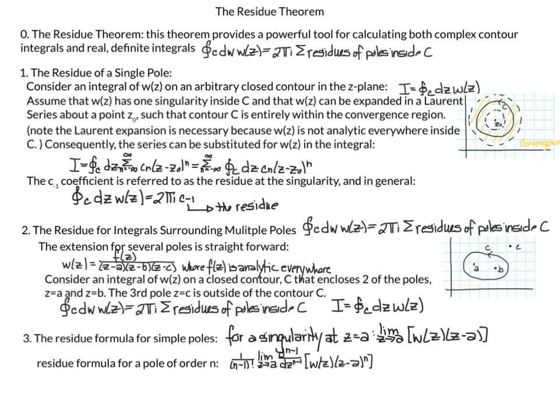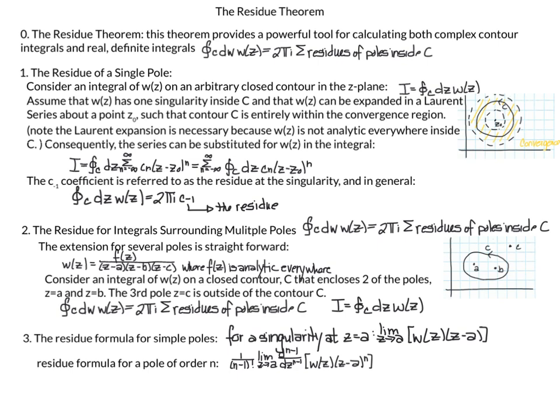These are all poles. We want to consider an integral of w(z) on a closed contour C that encloses two of the poles. We'll enclose point a and point b. The third pole, z equals c, is going to be outside the contour C. Then what we'll see is the integral over C of w(z) is equal to 2 pi i times the sum of the residues of poles inside C. So in other words, 2 pi i times the residue at a plus the residue at b. Remember, the residue being the c to the minus 1 coefficient of the Laurent series expansion.